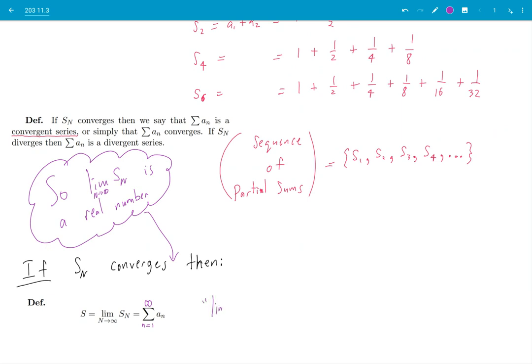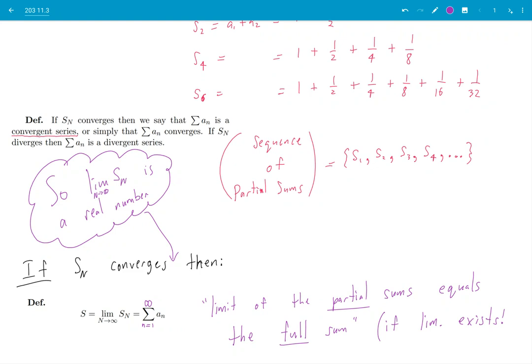So in words, you could say the limit of the partial sums equals the full sum. And if the limit exists, it's an important caveat.